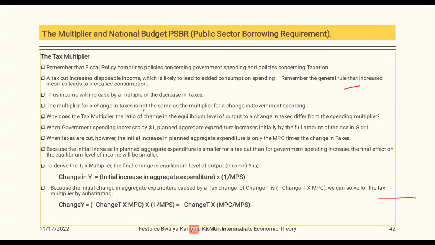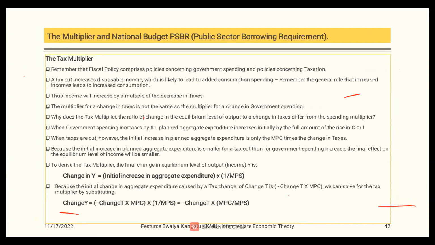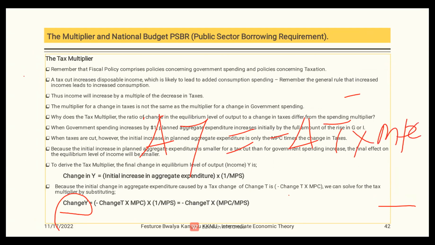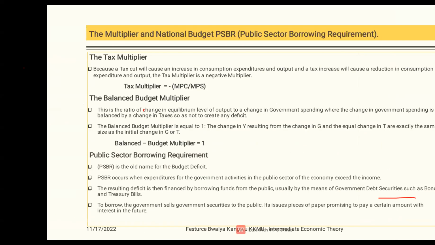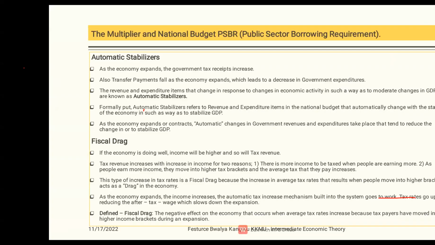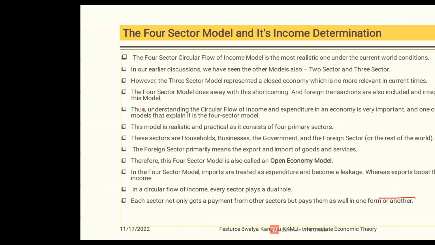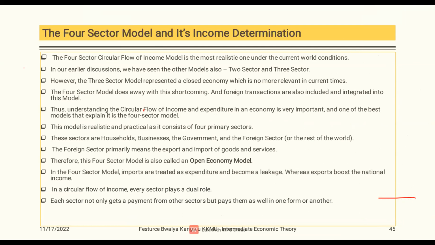Change in taxes times MPC over MPS. I've already talked about this, isn't it? Yes, I have. The change in income is equal to negative change in taxes times MPC over MPS. I think I just talked about this previously. So I'd gone ahead of the slides already. So it's the same thing. So the balanced budget multiplier, I said, is actually equal to 1.